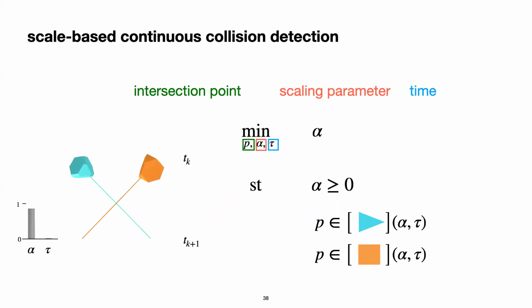So now we set up a slightly modified problem where I'm again minimizing over an intersection point and a scaling parameter, but I'm also minimizing over tau this time. Otherwise it's the exact same problem, same objective, everything, and I have all the same guarantees.